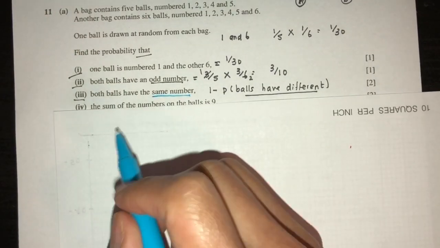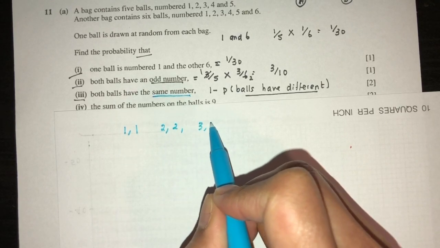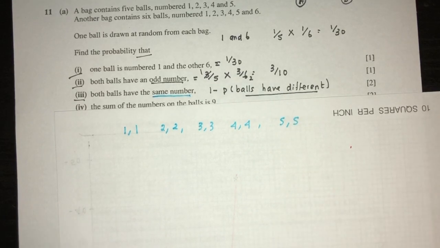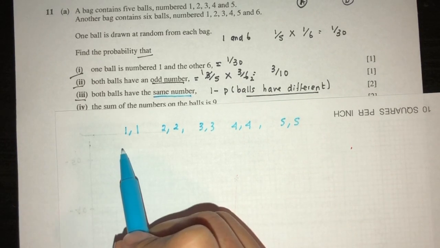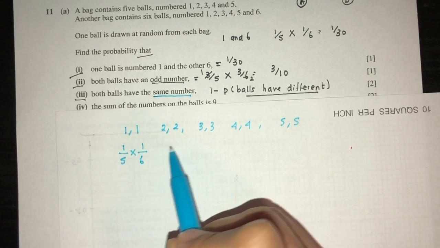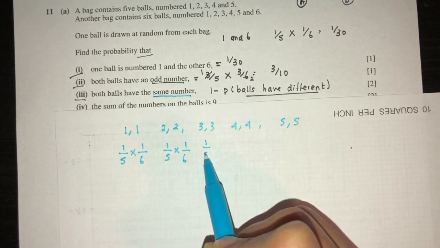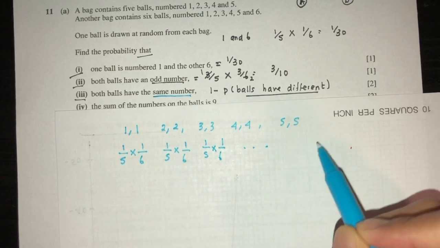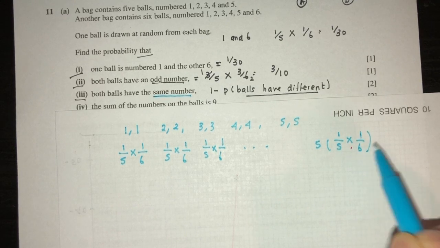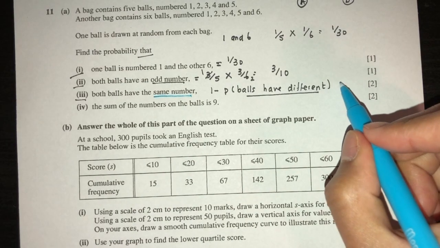So same number, it can be 1, 1, 2, 2, 3, 3, 4, 4, and 5, 5. So that's how they have the same number. So let's do this. That will be 1 over 5 times 1 over 6, same thing, basically 5 times 1 over 5 times 1 over 6. That will be your answer. Your answer will be 1 over 6. So that will be 1 over 6 as your answer.